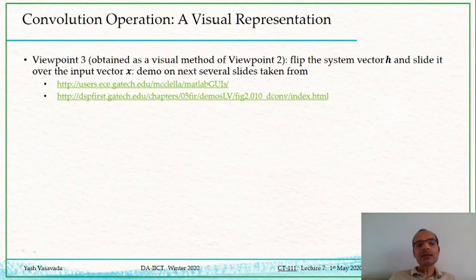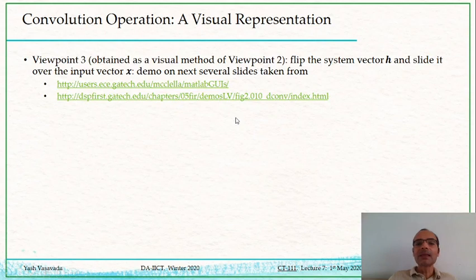Now, there is another viewpoint, which is obtained as a visual way of this second viewpoint, which is the dot product based viewpoint. And this is a fairly common way of understanding the convolution operation. So let us take a look at it. Actually, I took the next several pictures from this Georgia Tech electrical engineering course notes.